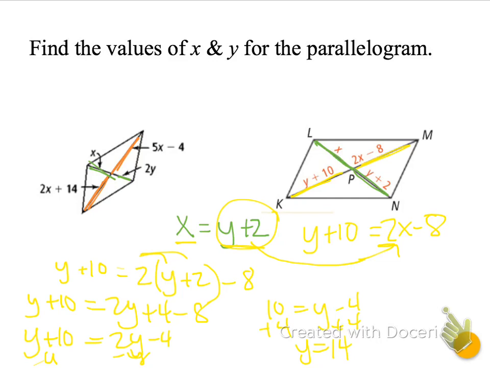So to find x, we need to plop it back into an equation. Let's plop it into this one because it looks like it's the easiest. So I have x equals 14 plus 2. So x now represents 16. So you could use substitution to also figure out these problems. I just substituted y plus 2 in for x and then solved for y to get the one variable to find the number.